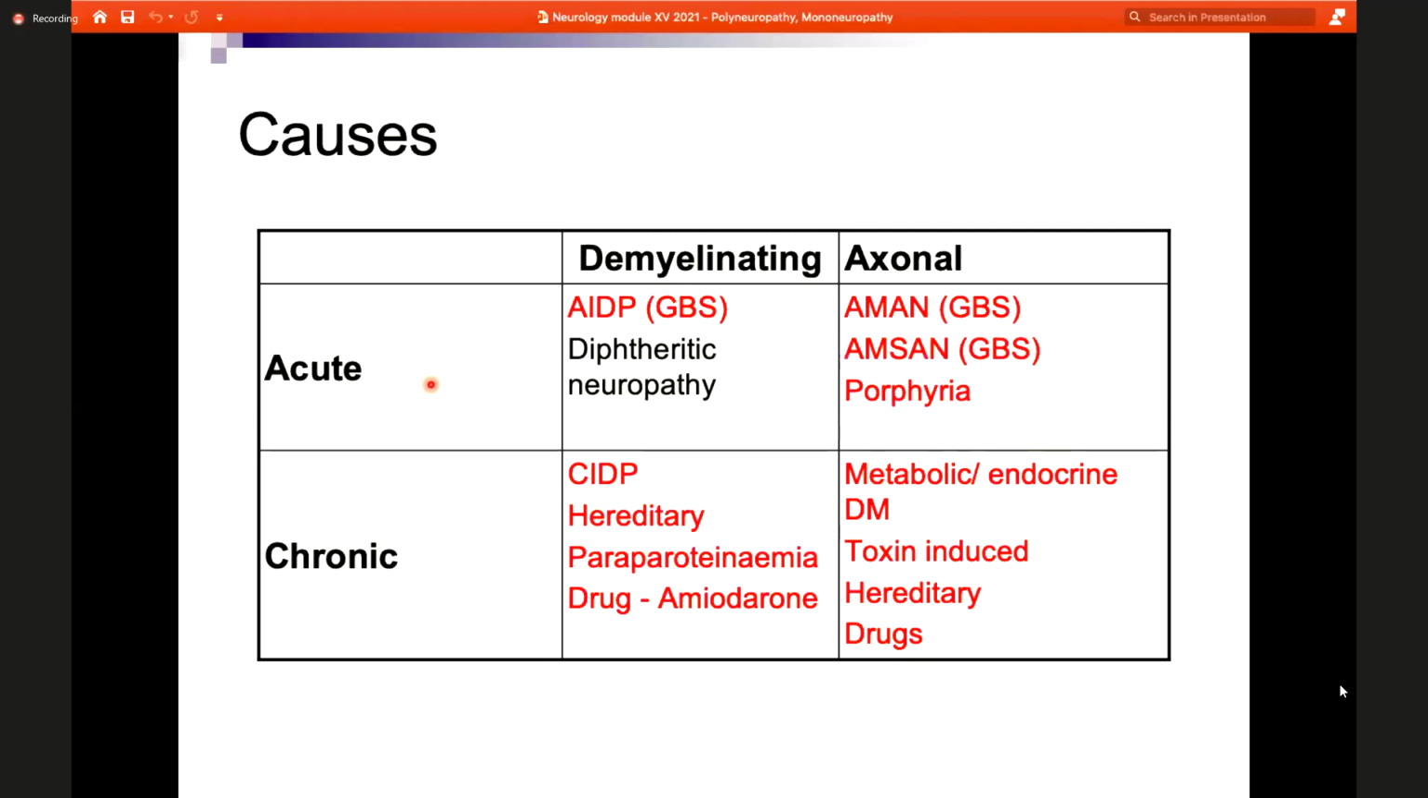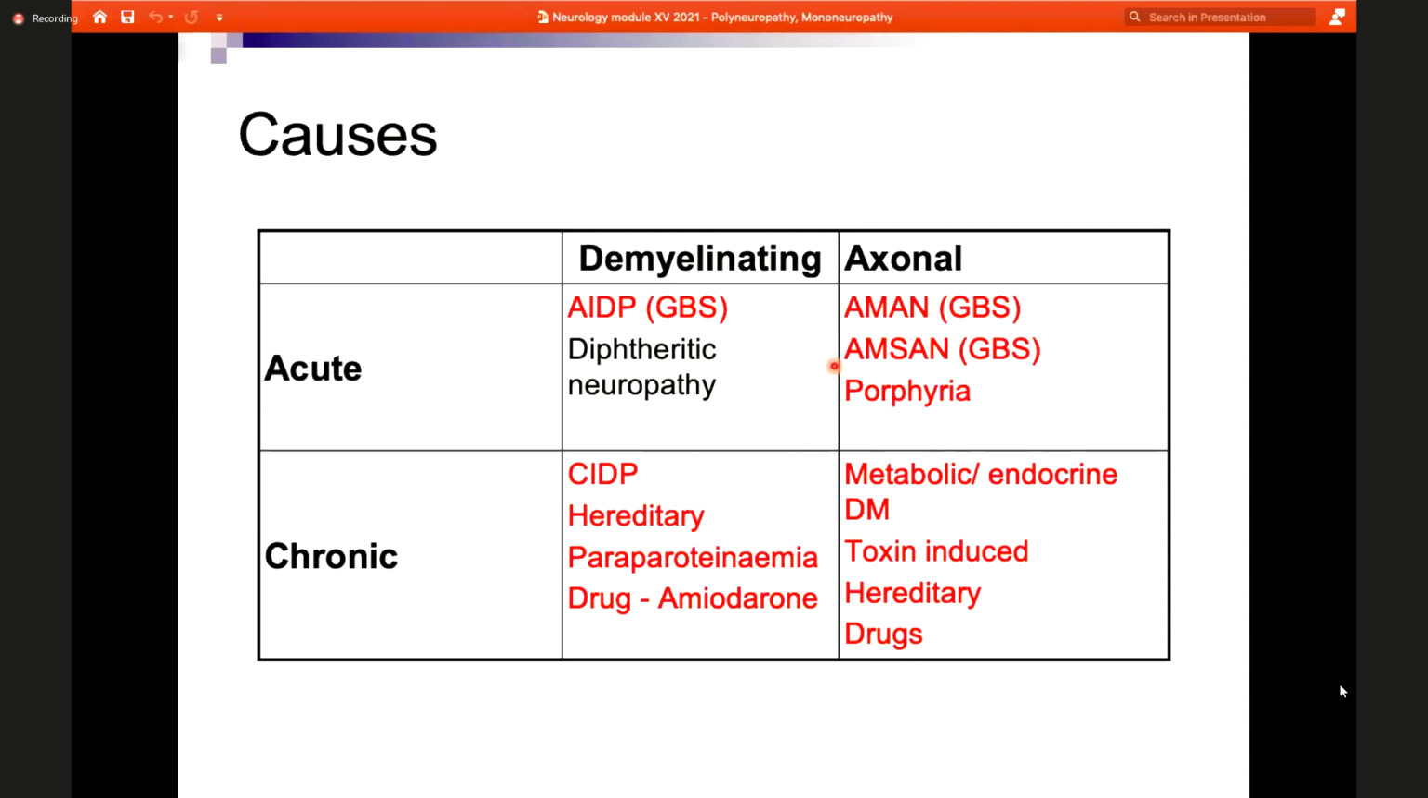And now look at the acute neuropathies. The commonest cause for acute demyelinating neuropathies is acute inflammatory demyelinating polyneuropathy. If you have learned Guillain-Barré syndrome, this is Guillain-Barré syndrome, demyelinating type. Then there are other acute neuropathies, for example, diphtheritic neuropathy, nowadays virtually non-existent because we have eradicated diphtheria. And there are only very few other causes here.